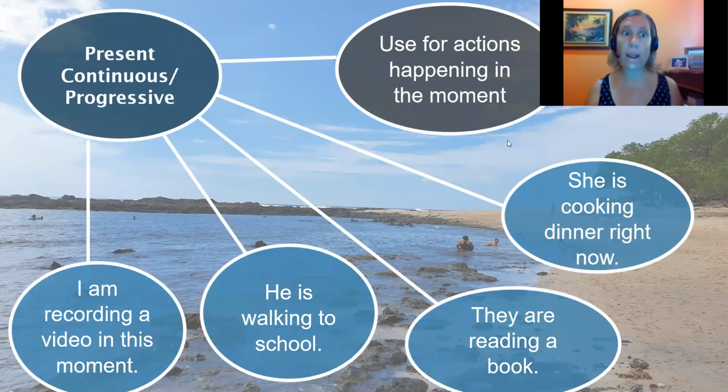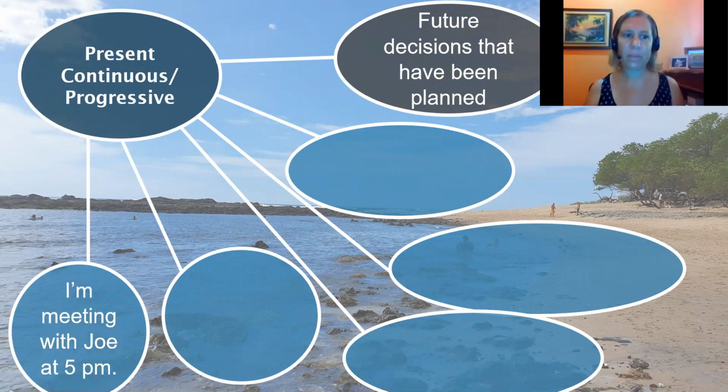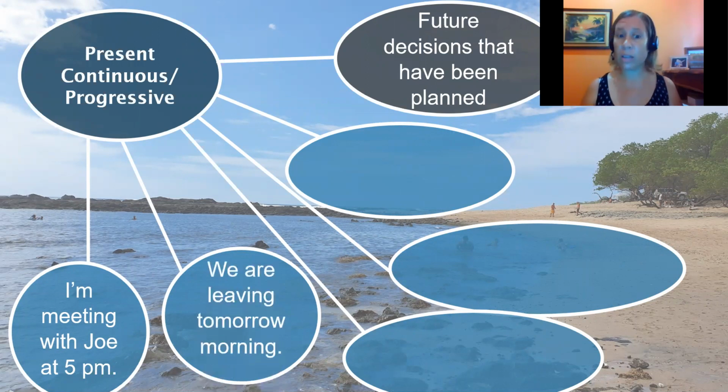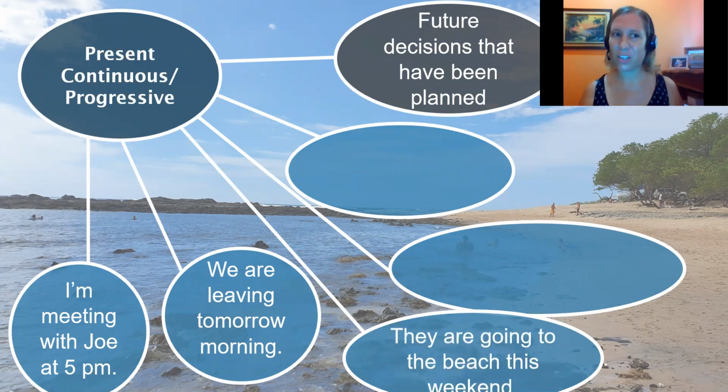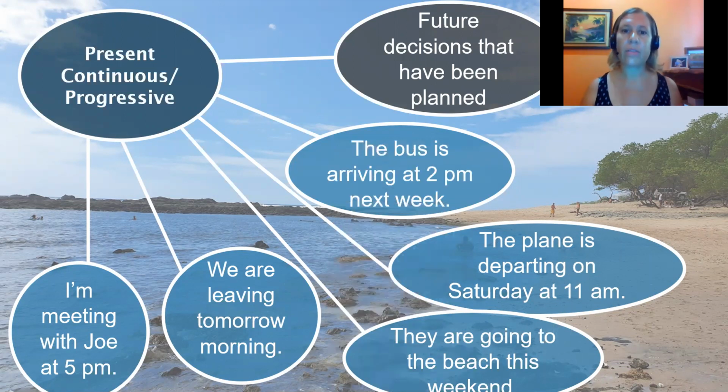Okay, let's talk about when else we use this verb tense. We can use the present continuous for future decisions that have been planned. Okay, things that are going to happen, but you planned them. Repeat after me. I'm meeting with Joe at 5 p.m. We are leaving tomorrow morning. They are going to the beach this weekend. The plane is departing on Saturday at 11 a.m. The bus is arriving at 2 p.m. next week.